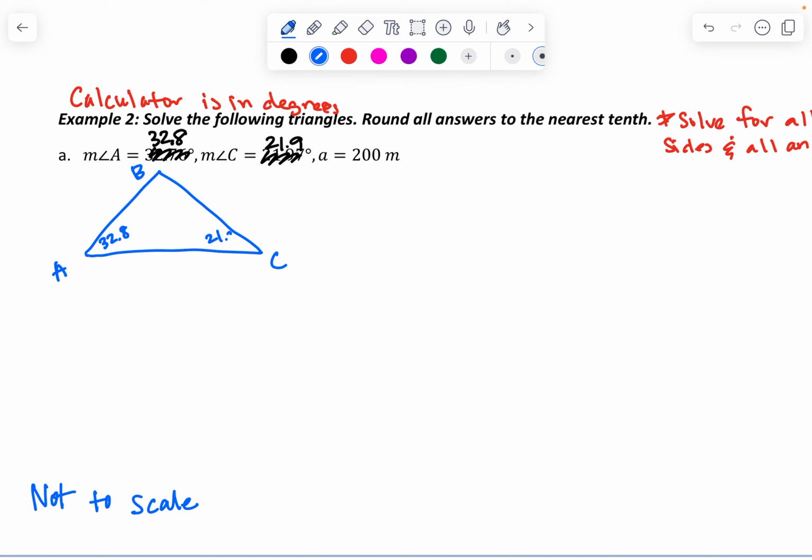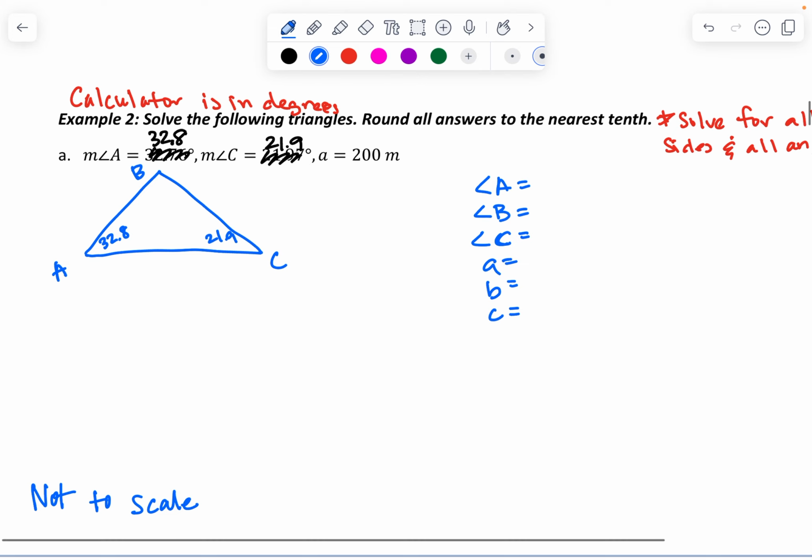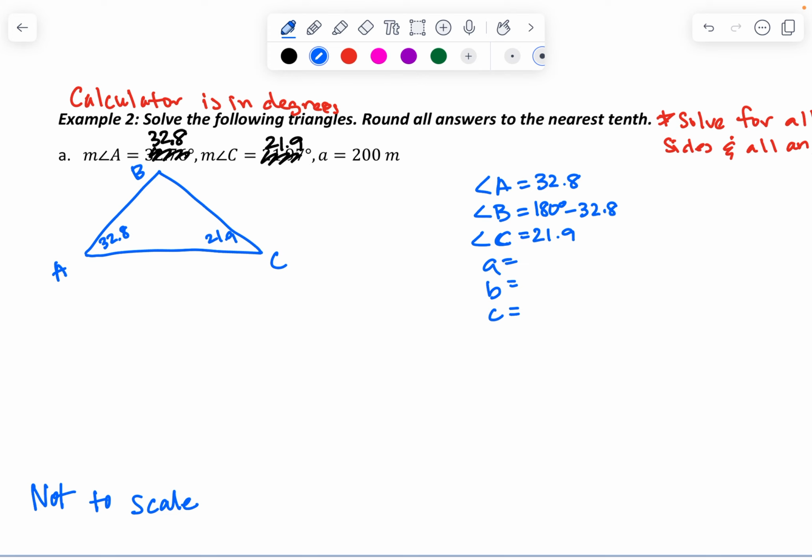Angle C is 21.9. I'm going to start writing out angle A, angle B, angle C, side A, side B, side C, so that I can keep track of all my data. You only need to write down what you're missing, but this helps me keep track of everything. Angle A was given to me, it's 32.8. Angle C was also given to me, it's 21.9. Whenever I have a third angle in the triangle, I can solve it by doing 180 minus angle A, 32.8, minus angle C, 21.9, and that will give me 125.3. I'm going to go ahead and plug that in.